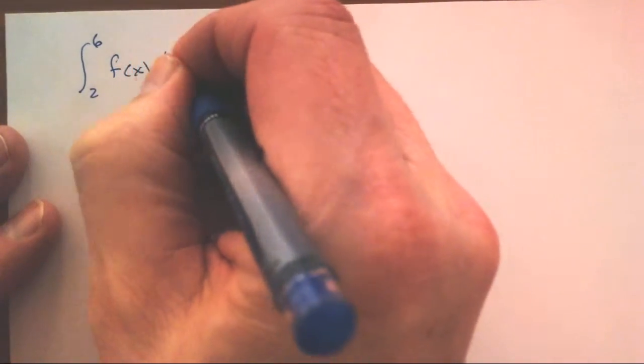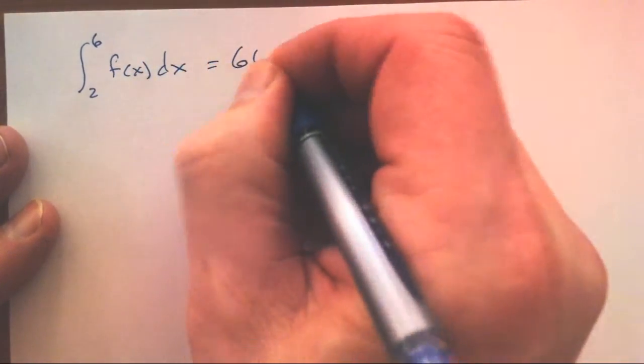Okay, we did an exercise in class that went something like this. Let's say we have the integral of f of x from 2 to 6 dx. Let's say that's 60.